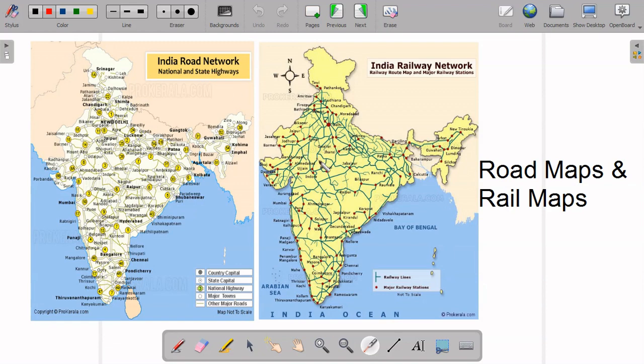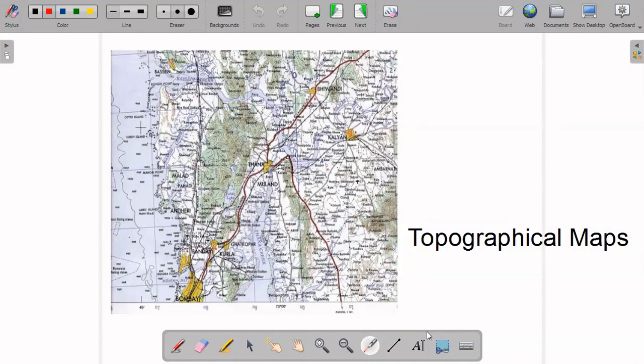Here another map is the rail map. It shows the connectivity of the railways between different places and between different states. And now another type of map is the topographical map. As far as military operations are concerned, this topographical map is very important. The topographical map represents natural as well as human-made features on the earth's surface.